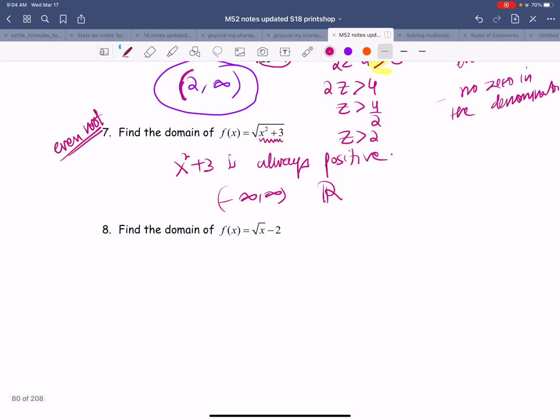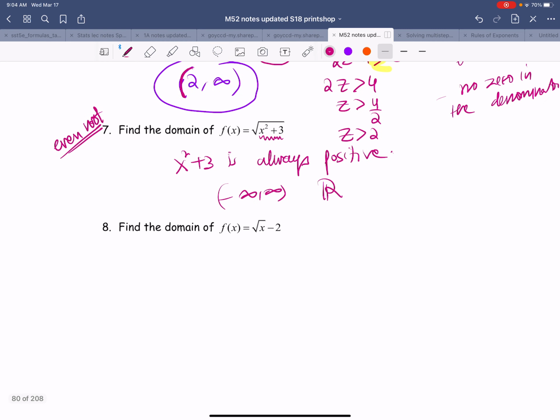Right, next find the domain of root x minus 2. Now be cautious, this negative 2 is not inside your radical. The only thing you have inside your radical is x, and we've talked about that we want the x to be greater than or equal to 0. So any value of x greater than or equal to 0 is going to be my domain here, and it would still give me a real output.